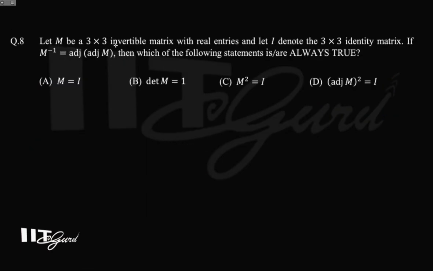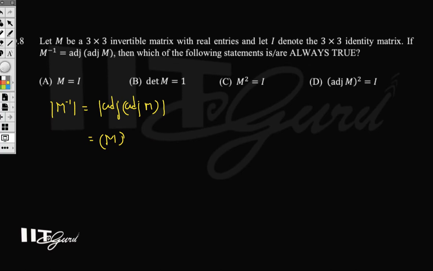M is a 3 into 3 invertible matrix with real entries, and let I denote the 3 into 3 identity matrix. Here M inverse equals adjoint of adjoint M. Better to just take the mod on both sides. So mod of M inverse is equal to mod of adjoint of adjoint of M. Now, as you know, mod of adjoint of adjoint M is mod M to the whole power.